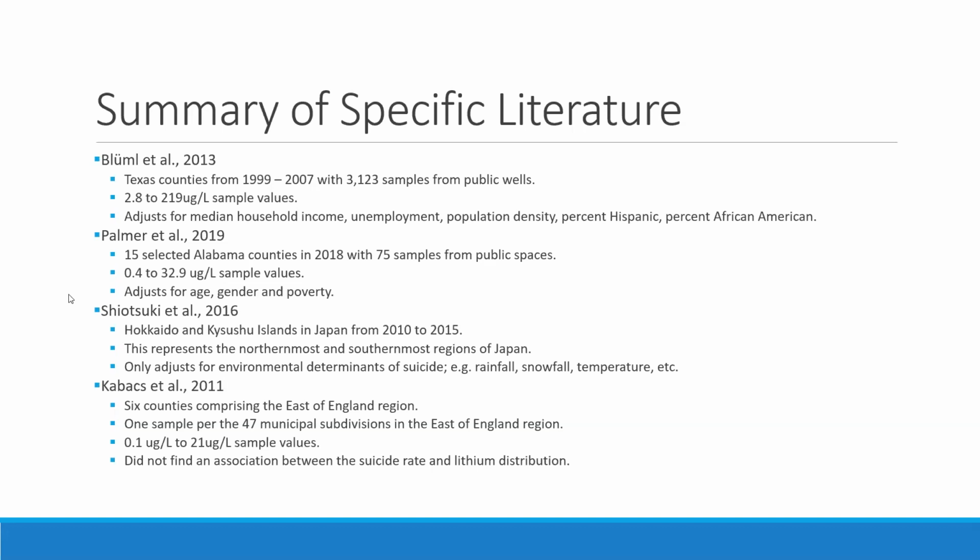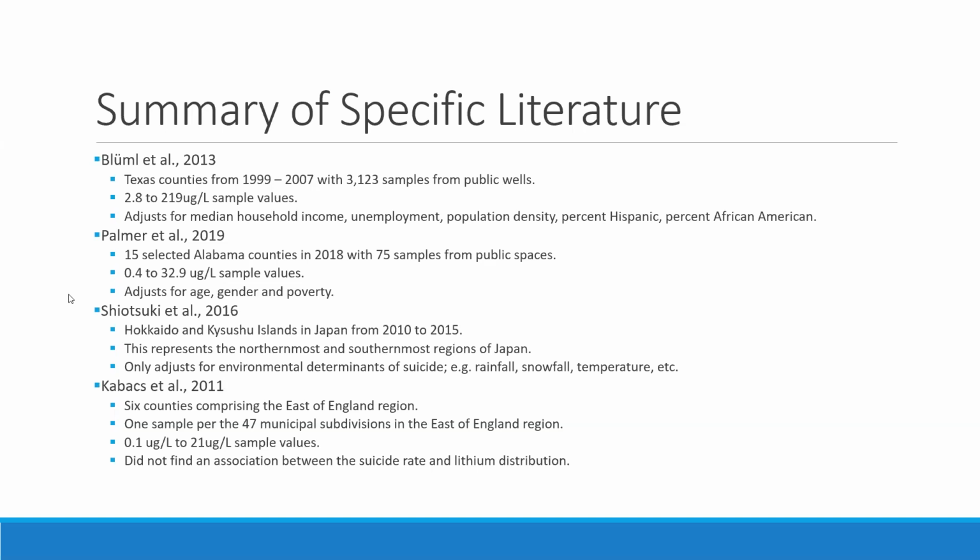To talk about these specific studies, the studies from Blumel and Palmer are key to my capstone. They're studies in Texas and Alabama. They're both pretty recent. I would probably be looking to replicate one or the other of them. They both, as I said before, find that there's this association between an increase in the environmental lithium level and a decrease in the suicide rate. They adjust for social and economic concerns differently. So going back to before, this is one of the things I want to control for.